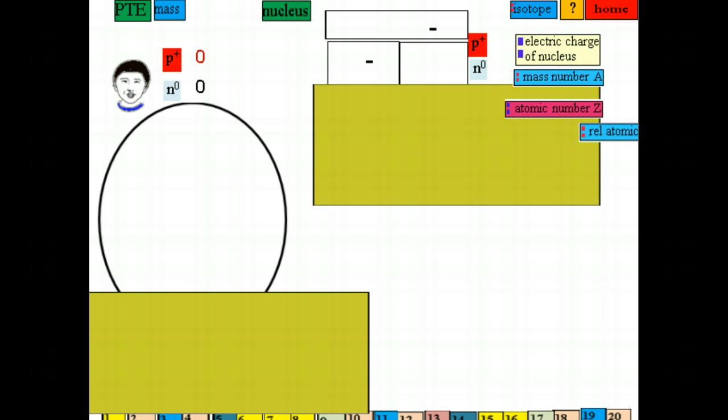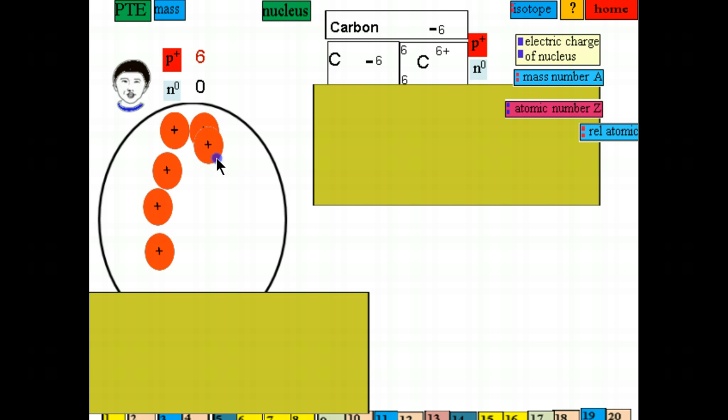Now let us look at all the elements that have 1 proton, 2 protons, 3 protons, up to 10 protons. 1 proton is hydrogen. 2 protons is helium with this symbol He. 3 protons is lithium with the symbol Li, beryllium Be, boron B, carbon C, nitrogen N, oxygen O, fluorine F, neon 10. Let's do it backwards.